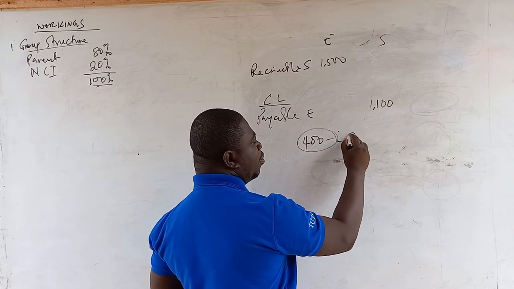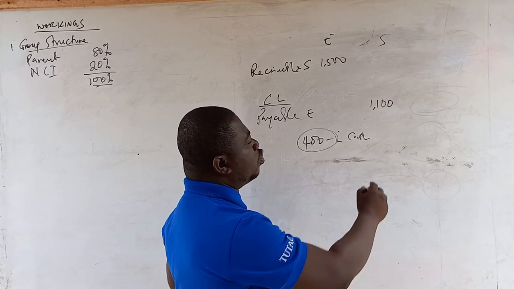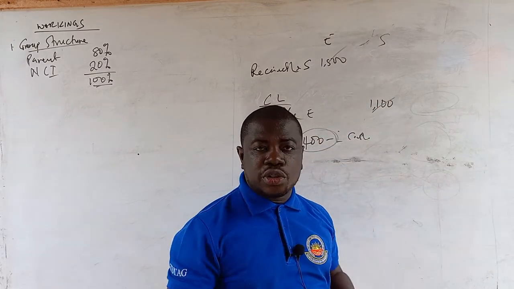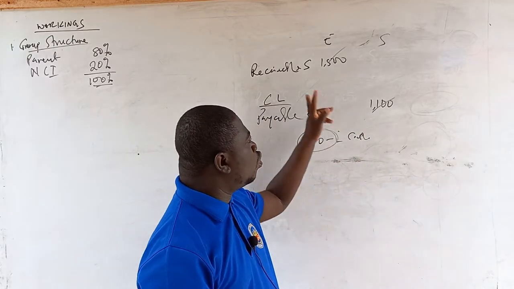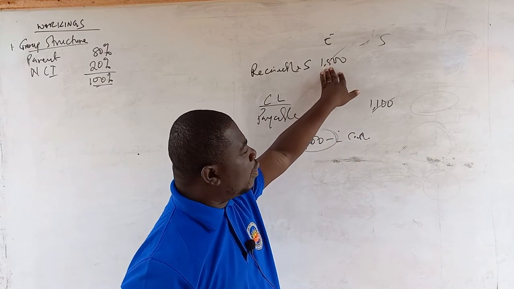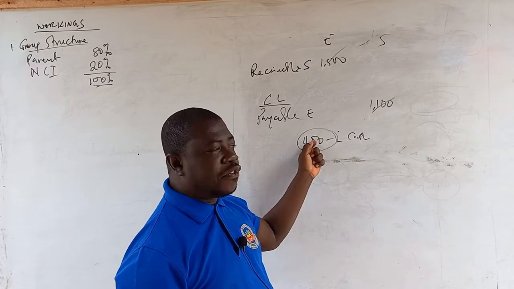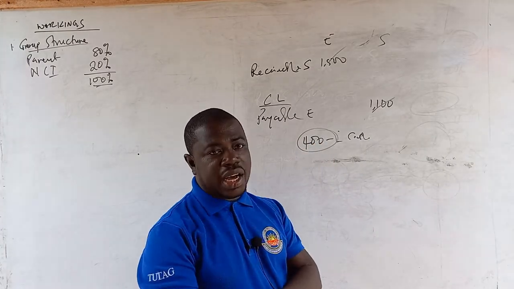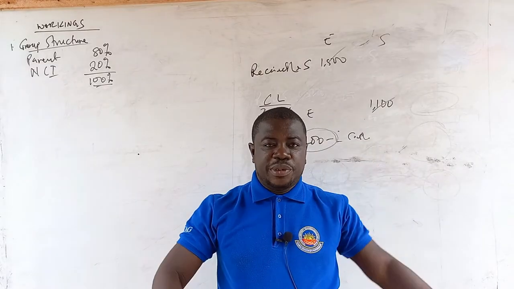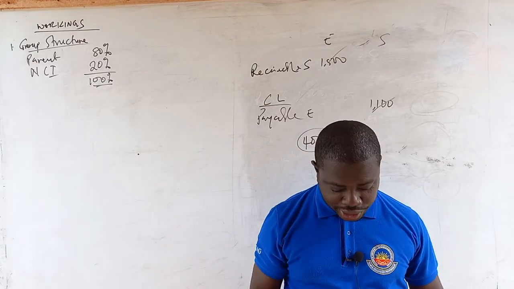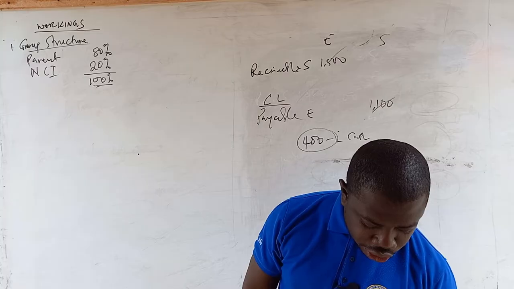And so this figure will be added to cash. But we are going to cancel this off because of the intra-group adjustments. We are not supposed to owe each other, so both the 1,500 and the 1,100 will not appear. But the difference of 400 is what we need to add to our cash in transit, because we've been told from the question that it is cash in transit. All right, then we continue.